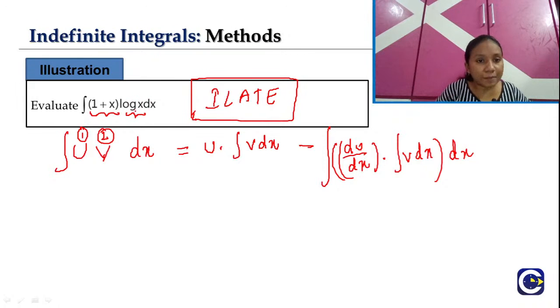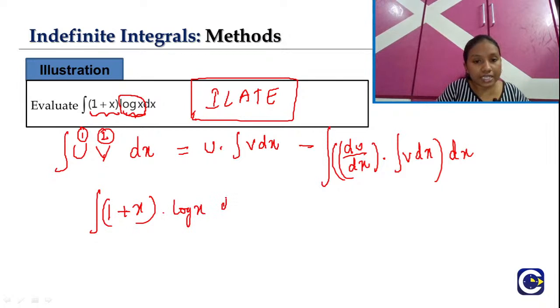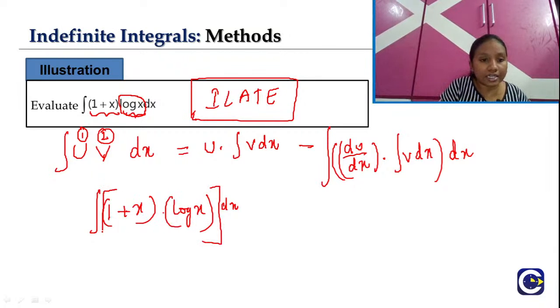See, it's not a separate thing. So x log x is an entire one function here. Here log is not a separate thing. So here the functions are integration of (1 plus x) into log x dx, which means 1 plus x is one function and log x is another function, and this entire dx means it's an integration.